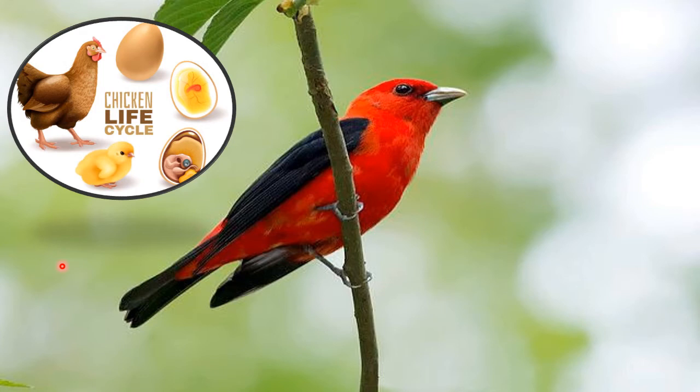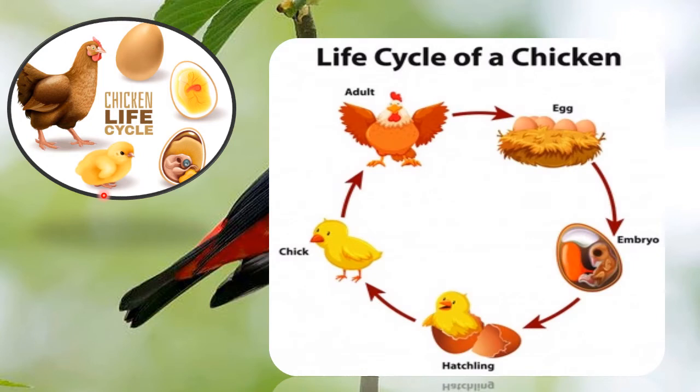All right. Here the hen lays the eggs, and the eggs develop. Many stages of development it undergoes, and then it comes out as a chick, and when it is grown, it is called a hen. Okay, here a detailed explanation is given in this diagram. Look at this picture. There is an adult hen.